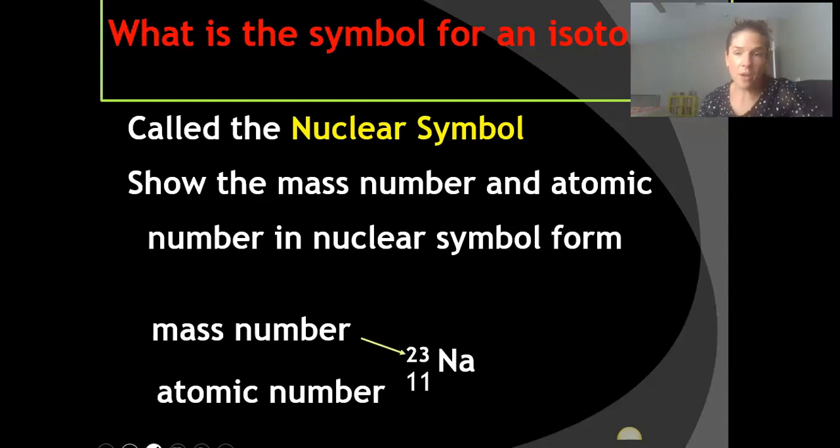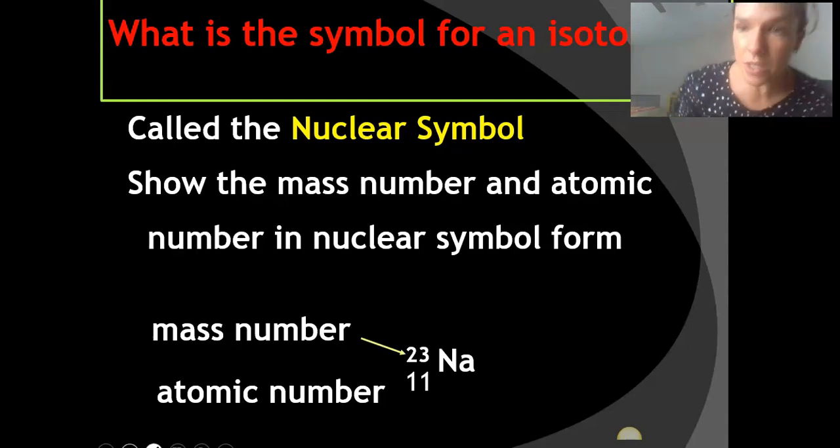All right, so then how do we write the symbols for an isotope? And that's what I've been talking about most of this time. This is what's called the nuclear symbol. How we write out the nuclear symbol is we show the mass number and the atomic number in the symbol form. And the way that we do that is we put the mass number in the upper left-hand corner from the elemental symbol.